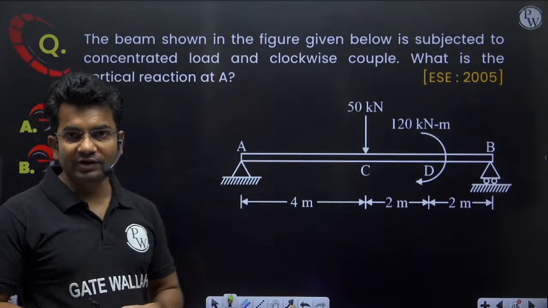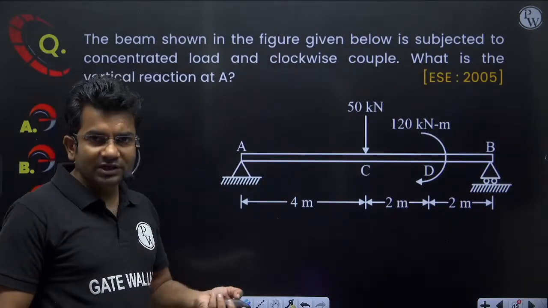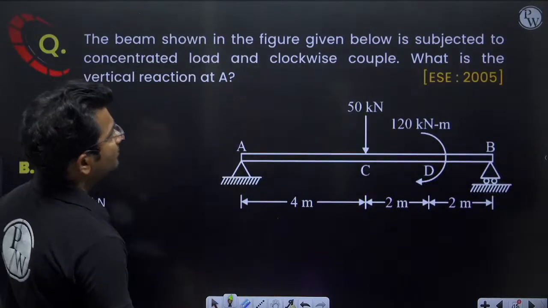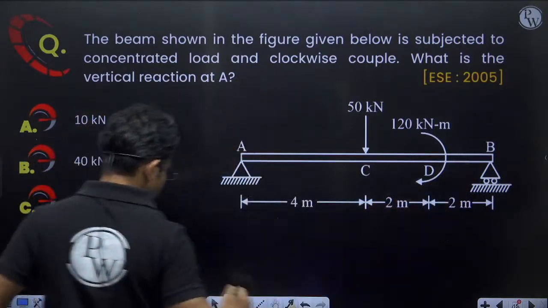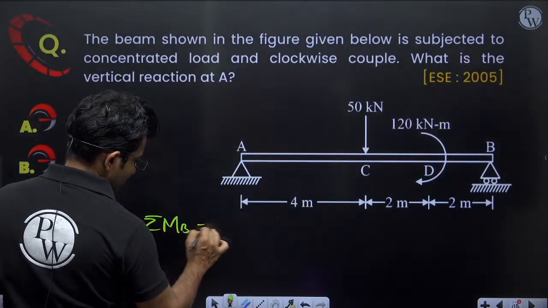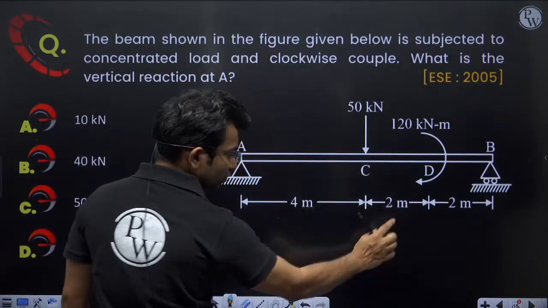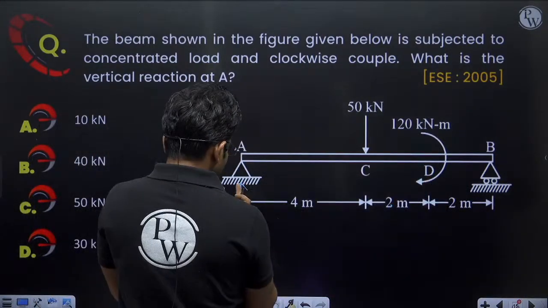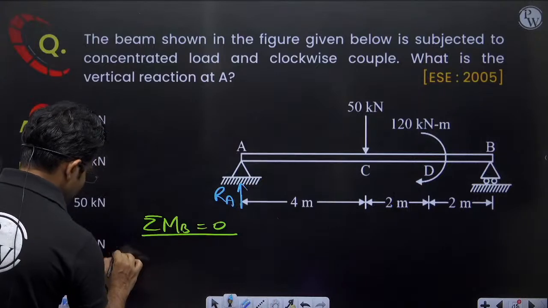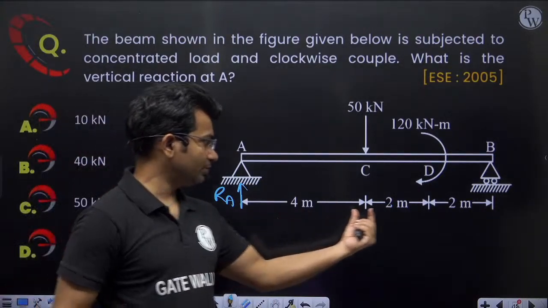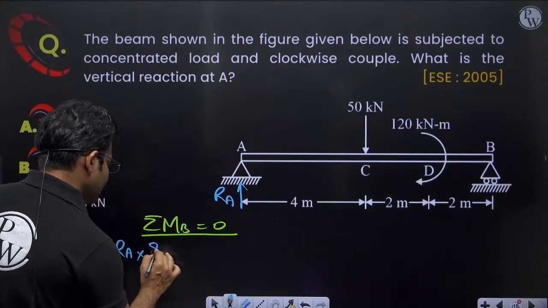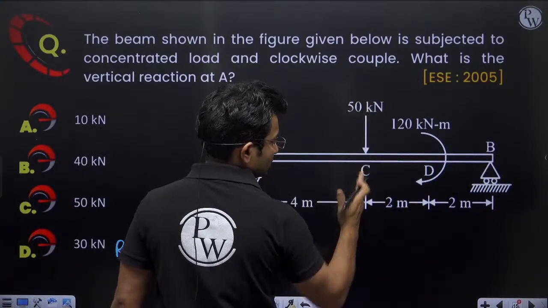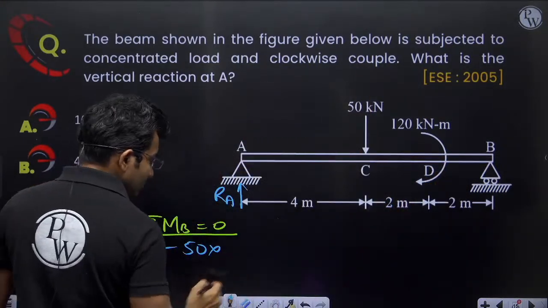If I want to find the vertical reaction at A, there are two methods. In the first method, I can use summation of moment about B equal to 0. So the moment because of RA will be RA into the perpendicular distance. What is the perpendicular distance? 4 plus 2 plus 2, 8 meter. So RA into 8, minus 50 into the perpendicular distance, which for this force is 4 meter.